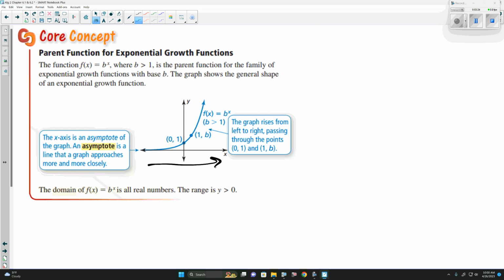Now, the domain of b to the x is all real numbers. So we can plug any x value into an exponential growth function. And the range for the base, just b to the x, is y is greater than 0. Any questions on this here?